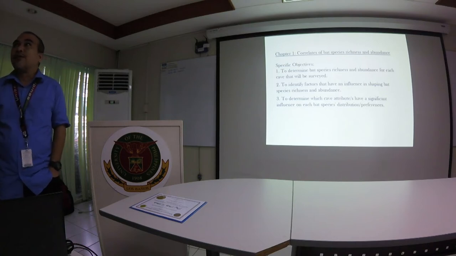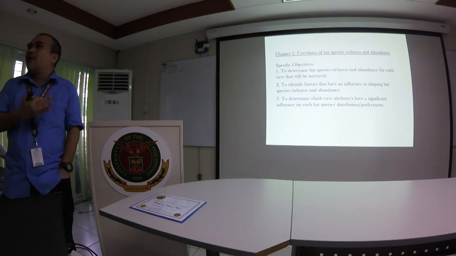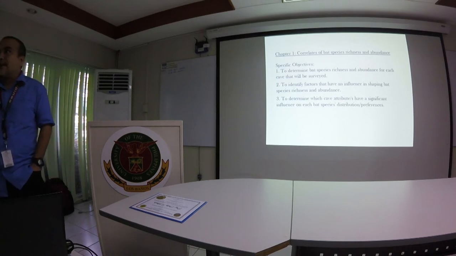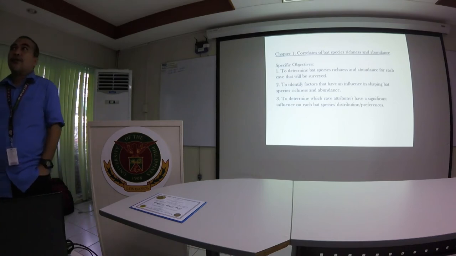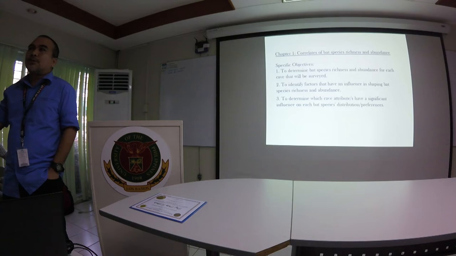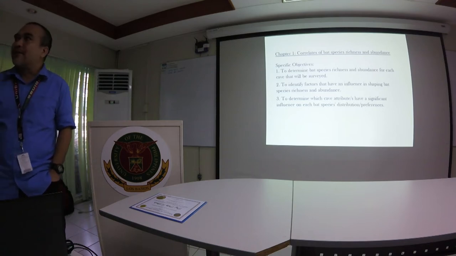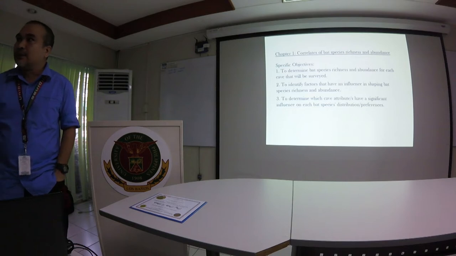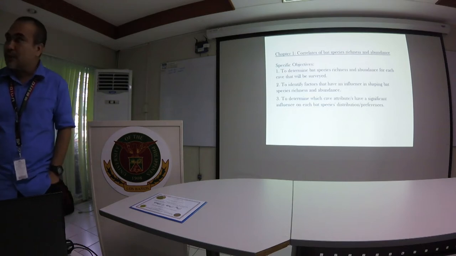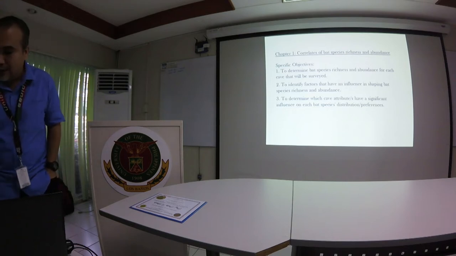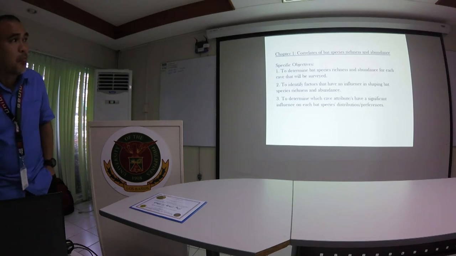For example, I recorded 16 bat species before. There are probably more if I did another round of survey. So for each of those 16 or more species, I will try to look into the cave habitat preference, meaning the attributes that have a significant influence on their distribution.